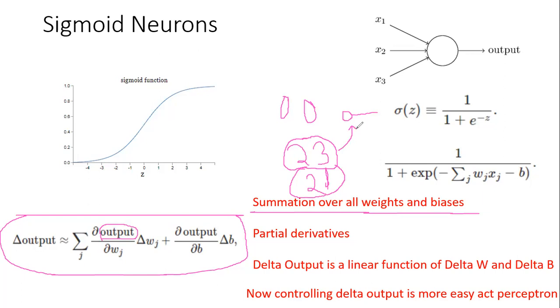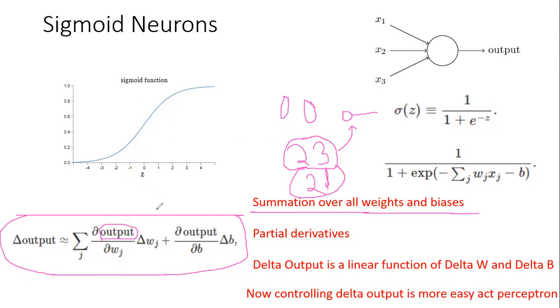Sigmoidal function hai, wo 0 aur 1 ke darmiyan rahega. Because we are using the sigmoid function, as simple as that. Before we were not using a sigmoid function, so it was not controllable. But now we are using a sigmoid function, so it is controllable for us in the sense that we have brought it in a particular range.